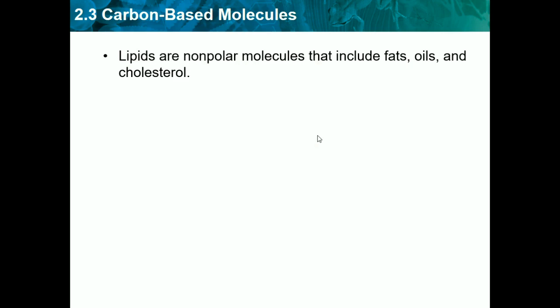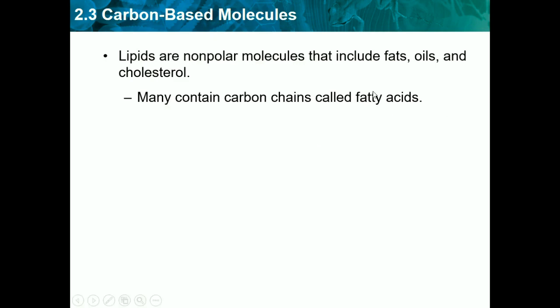And if we see fats, oils, and cholesterol, all types of fatty ingredients. So many contain carbon chains called fatty acids. So there's going to be a couple different acids coming up. So we need to remember fatty acids go with lipids. So fats and lipids are our type of fat. So fats, oils, and cholesterol, fatty. So it's a fatty acid. So it's also made of carbon, which is why they're carbon-based molecules.